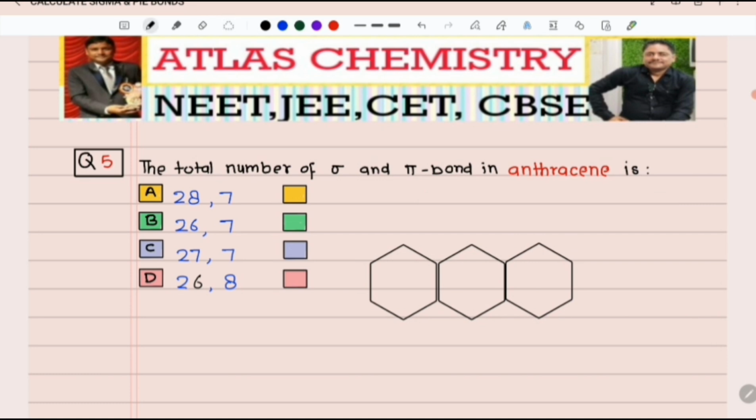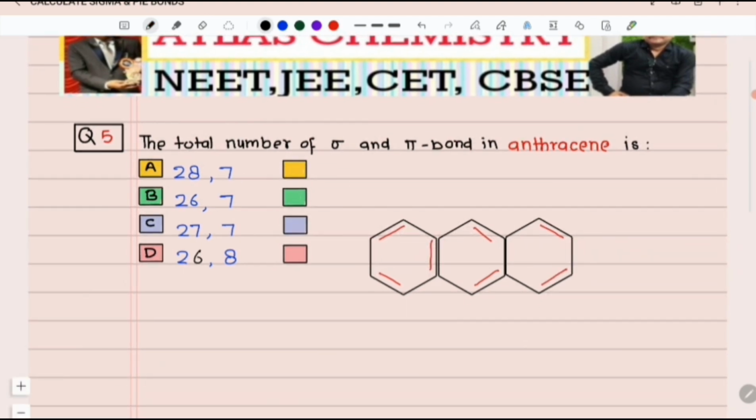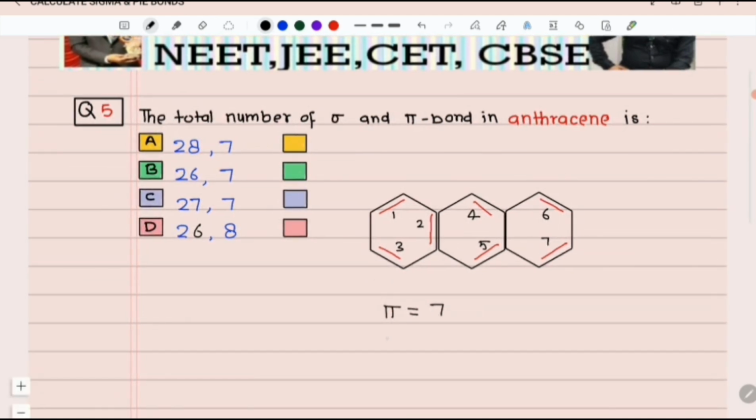Now, if we see the bonds, here is a pi bond, and here is a pi bond, and another pi bond, and here is one more pi bond and one more pi bond. So if we find the number of pi bonds in anthracene, the pi bonds are 1, 2, 3, 4, 5, 6, and 7. So there are 7 pi bonds. Now we have to find the sigma bonds.